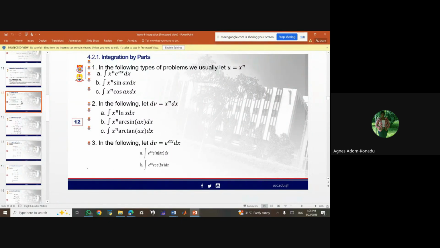I have another one here. This is integral ln x dx. So this one will be which type? Ln x dx. Type 1, type 2, type 3. That's type 2a. So the type 2a says that our dv to be x to the power n dx.